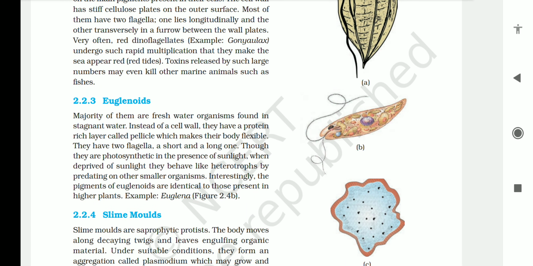2.2.3 Euglenoids. Majority of them are freshwater organisms found in stagnant water. Instead of a cell wall, they have a protein-rich layer called pellicle, which makes their body flexible. They have two flagella, a short and a long one. Though they are photosynthetic in the presence of sunlight, when deprived of sunlight, they behave like heterotrophs by predating on other smaller organisms. Interestingly, the pigments of euglenoids are identical to those present in higher plants. Example, Euglena. You can see it in Figure 2.4b.